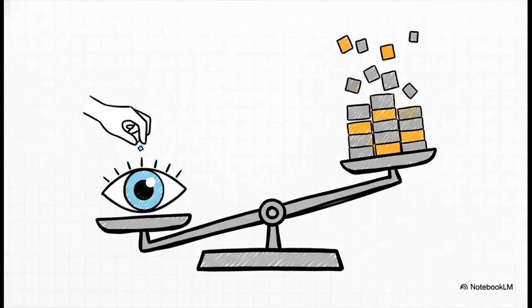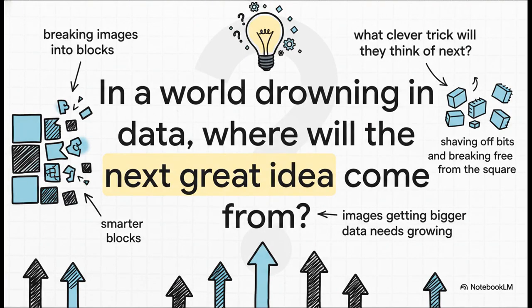And that's really the crucial point here. This isn't about some single magic bullet. The entire history of image compression is a story of smart people finding clever new ways to make trade-offs, trading a tiny bit of quality you'll never notice for a significant gain in efficiency you definitely will. You know, from breaking images into blocks, to making those blocks smarter, to shaving off bits and breaking free from the square, each step has been a brilliant piece of engineering. And it really leaves you wondering, as our images get bigger and our data needs grow, what clever trick are they going to think of next?